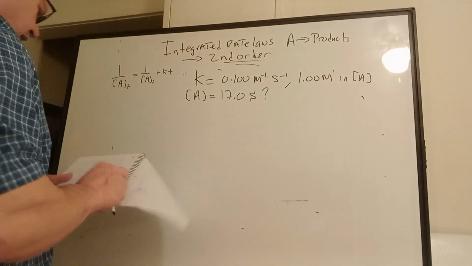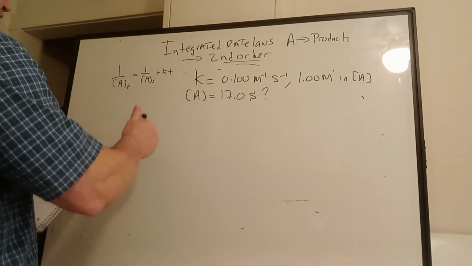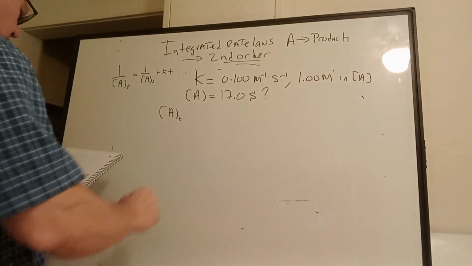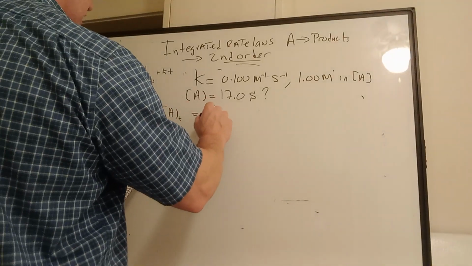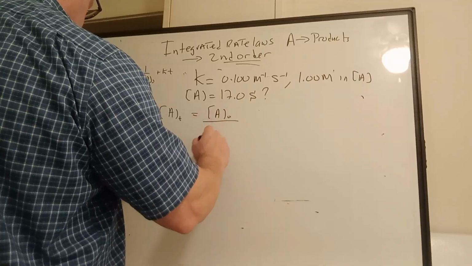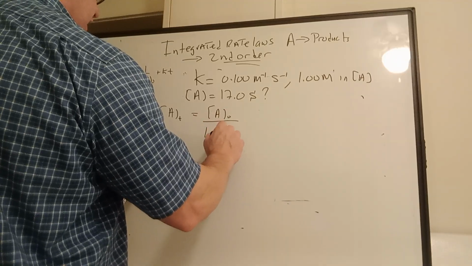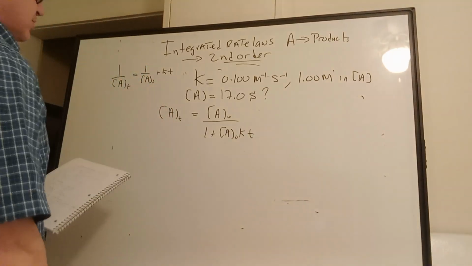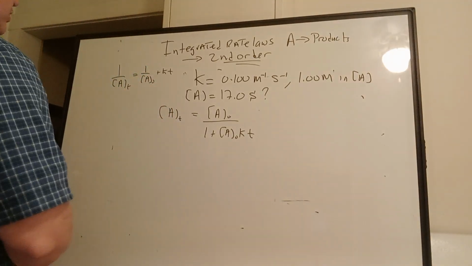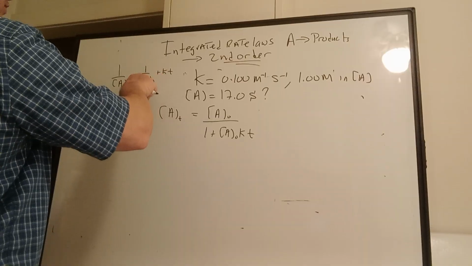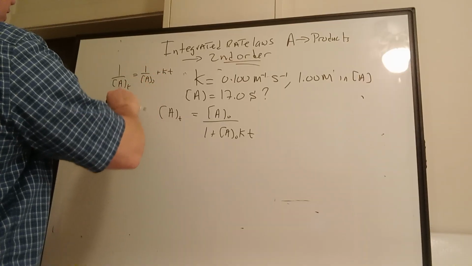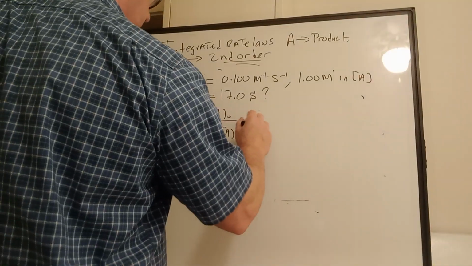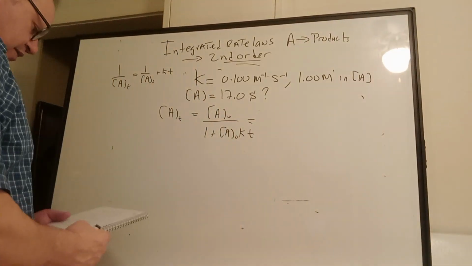You can rearrange this equation, if you like, to be A sub t is equal to A naught over 1 plus A naught kt. Rearrange this, make this into the form of a common denominator and then invert it, and you'll get that. It's really simple. Do it on your own. And so let's do it out.